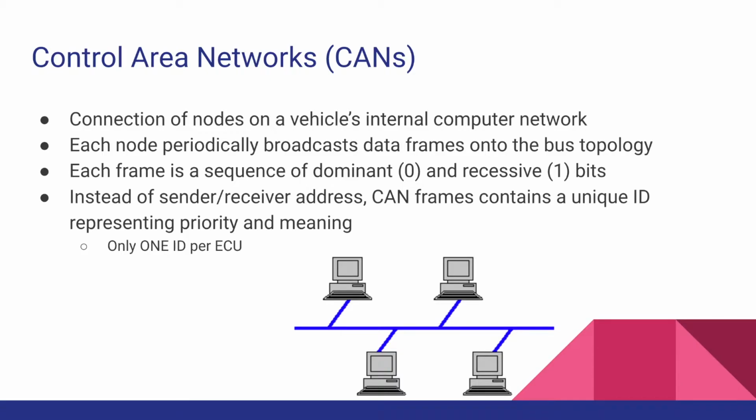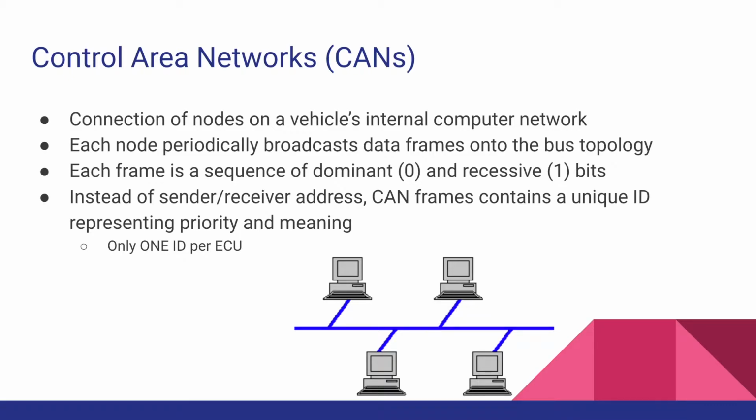What is a control area network? Well, a control area network is essentially a connection of nodes on a vehicle's internal computer network. And each node periodically broadcasts data frames onto the bus topology. And for those who might not know or might need a reminder, there is a picture of a typical bus topology on the bottom there.